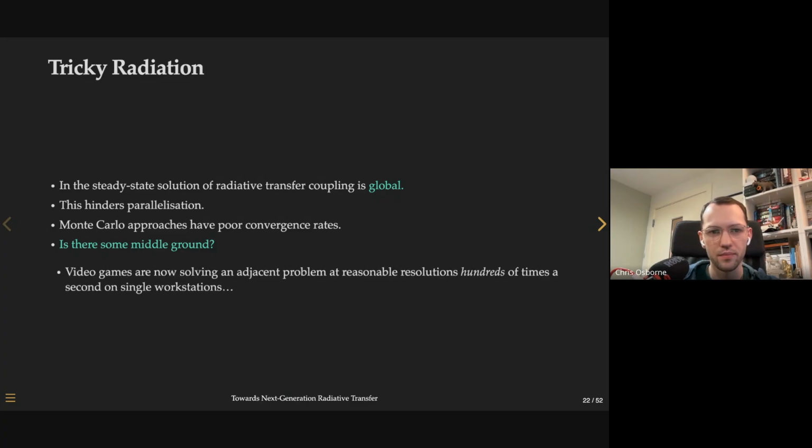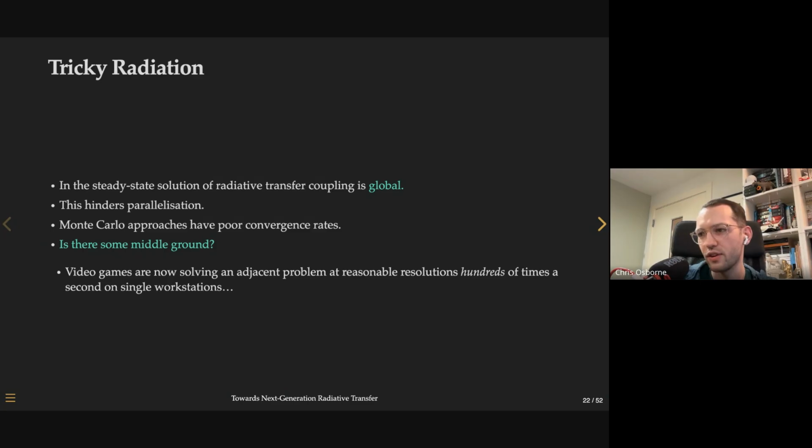So we wanted to know if there was a middle ground between tracing lots of random rays, which has to have poor convergence rates due to the randomness, and these non-stochastic methods, these deterministic methods, such as short characteristics. And I've been a graphics programming hobbyist for many years. I really like the science of it, and seeing what you can produce in as close to real time as possible.